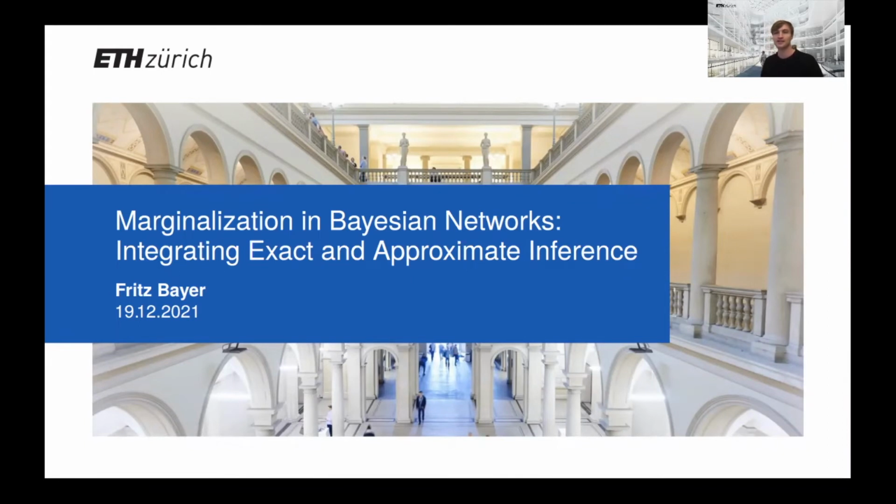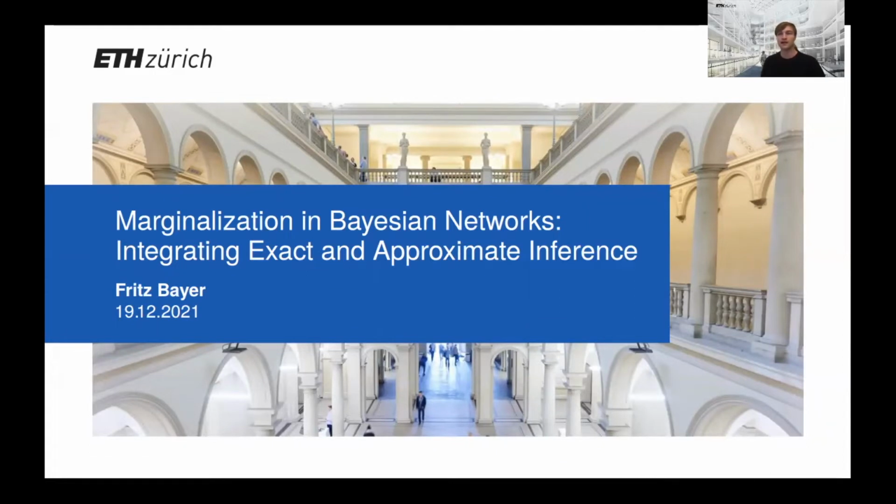So this presentation is on marginalization in Bayesian networks. And in particular, I will show you a method that allows to integrate exact and approximate inference. And just as a small remark at the beginning of this presentation, this topic is also known under the estimation of the normalizing constant, and it's generally discussed under this very broad topic of inference in machine learning and statistics.